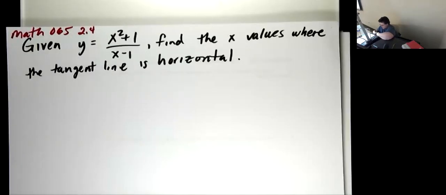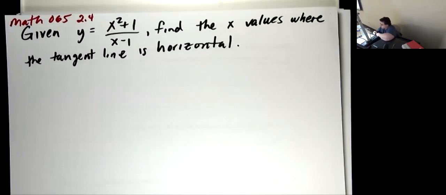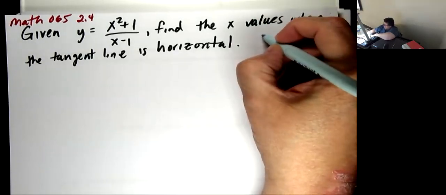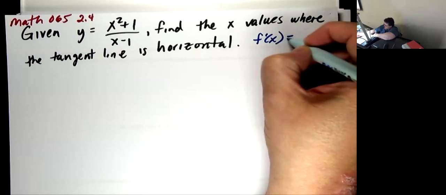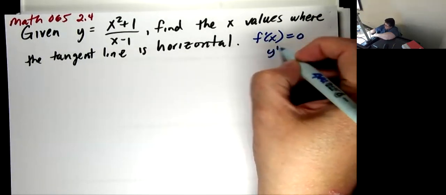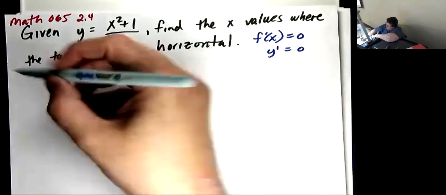All right, so we talked about doing this in class. I wanted you to try to do this at home. Here's the video for this problem. Again, we're looking for where that tangent line is horizontal, so we're going to have an f prime of x equals 0 here, or y prime equals 0. So we need to find y prime.